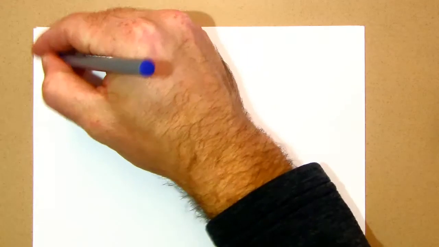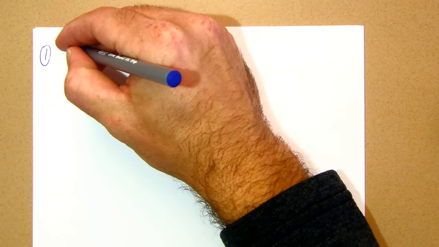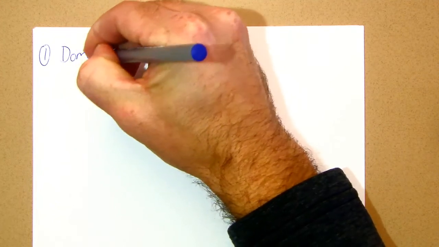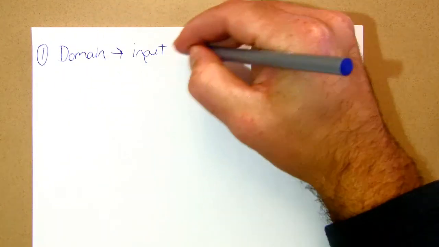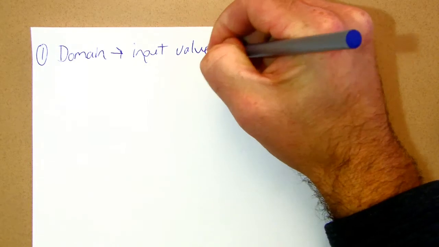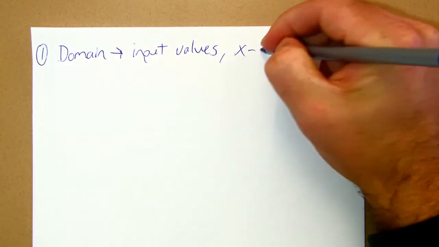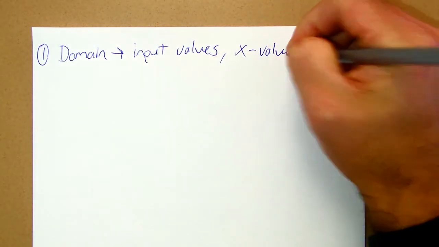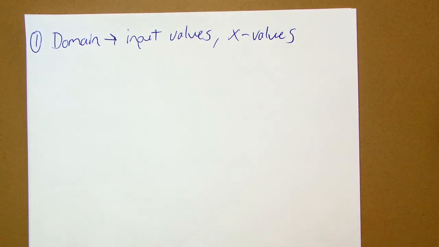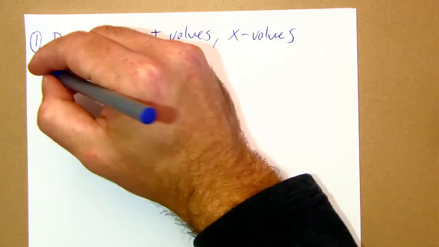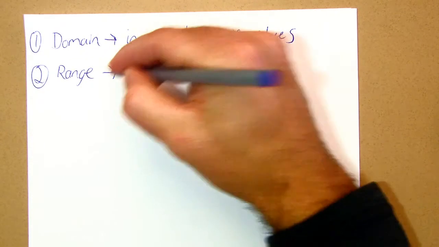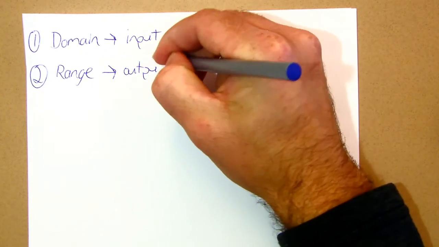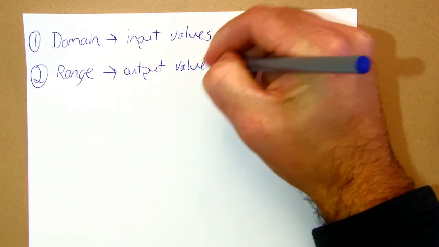All right, so just some important vocabulary then. All right, first up is domain. These are your input values to a function or your x values. So, if you hear me say x values, I mean the input, I mean the domain. Next up, you have the range. These are your output values and your y values.